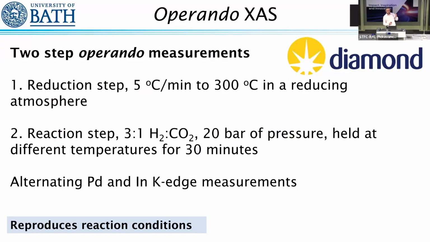This was the easy bit. The hard bit, which involved lots of glue and swearing and breaking capillaries, was the second step. This was the actual reaction, where we flowed in hydrogen and CO2 at 20 bar of pressure. To do this reaction, we gently ramped up the temperature. We took a scan, ramped it up, took a scan, ramped it up, took a scan.